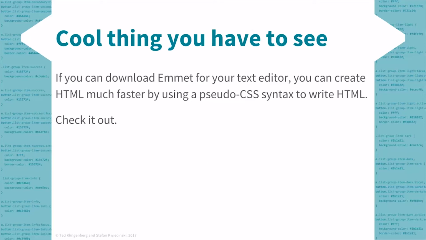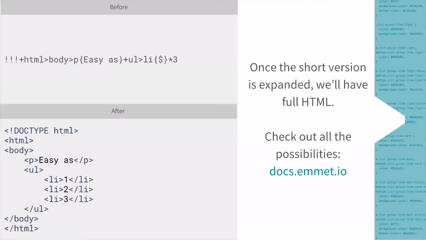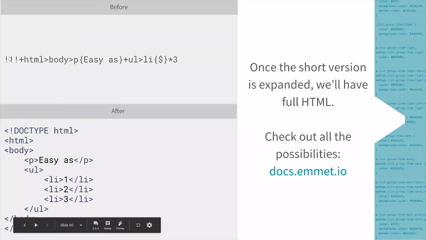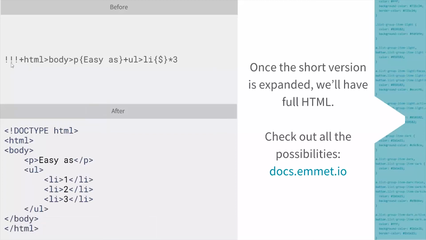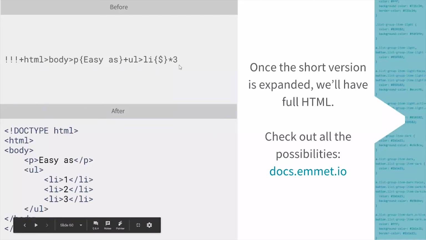But I do want to show you one cool little thing. And you don't have to know this. This is not anything that you actually have to know, but it's just something pretty cool that you should probably check out. If you've ever heard of Emmet, it's something you can download for your text editor, and it helps you create HTML much faster using this sort of pseudo CSS syntax to write HTML. The best way to describe it is actually just to look at it. So you'll see here that this is what we typed before, and you'll see what this creates here. We typed something really short, and it turned into this, which is pretty cool.